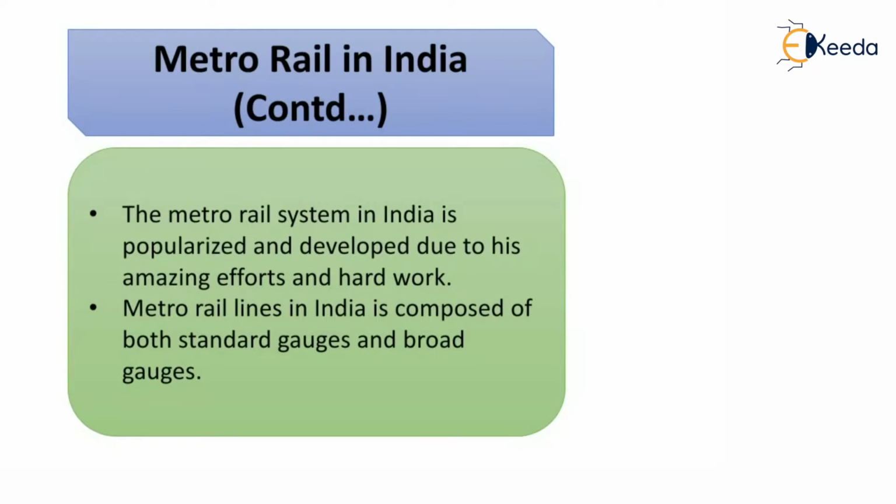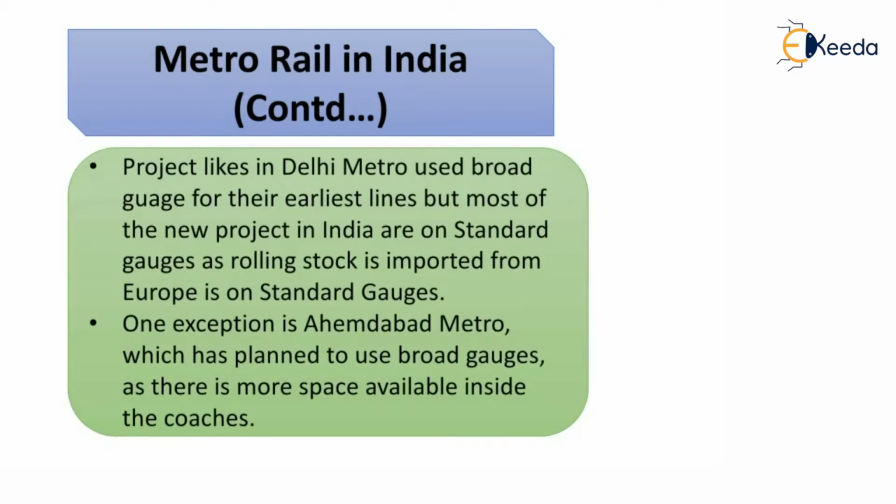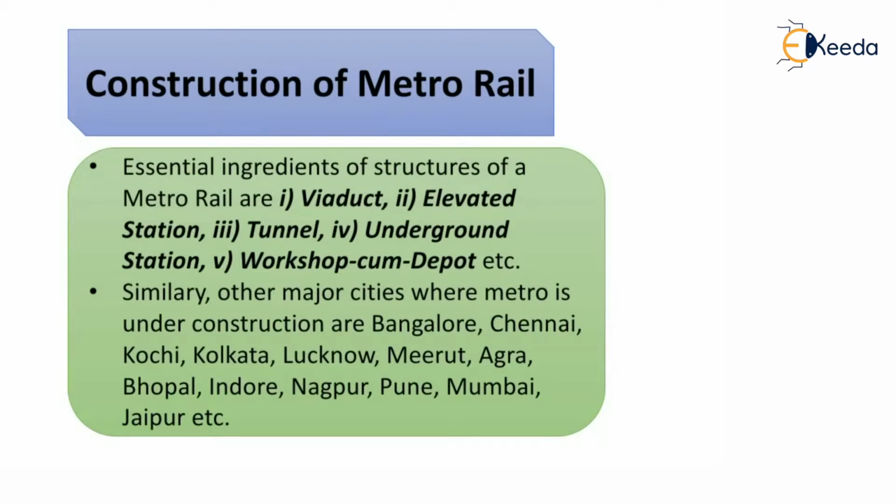The metro rail lines in India are composed of both standard gauge and broad gauge. Projects like the Delhi Metro used broad gauge for the earliest line, but the new projects in India are on standard gauge, as the rolling stock imported from Europe is on standard gauge. One exception is Ahmedabad Metro, which has planned to use broad gauge as there is more space available inside the coaches. Now, construction of metro rail.